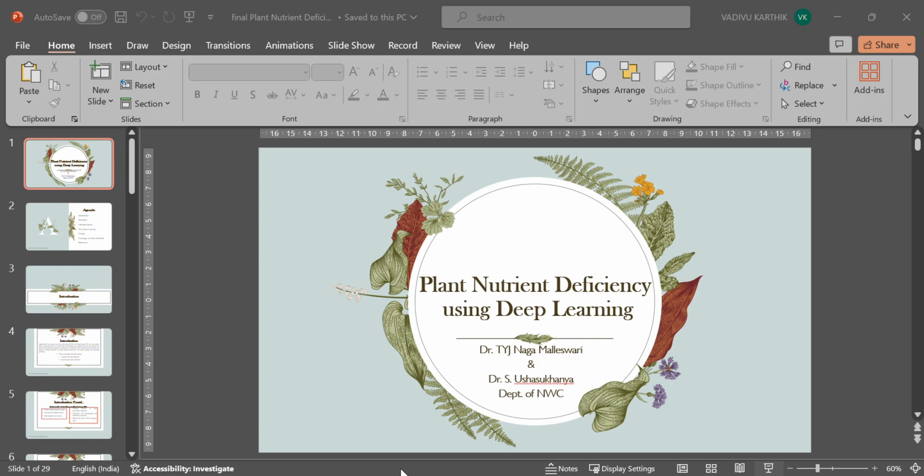So our agenda is like this: introduction, motivation, then the survey and why we are choosing deep learning. Later, from the survey, what we found, that is the findings, and finally the challenges and gaps identified, and references.